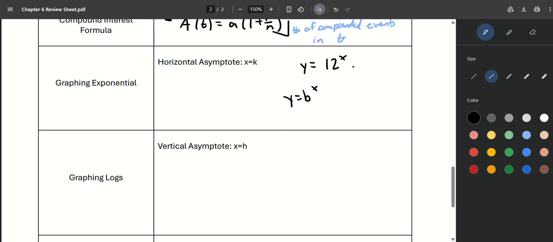Then we have to have a k. There's a k for regular transformations. Does it go with the x or outside the x? Okay, give me a number, Naomi. Okay, plus 4. So 12 to the x plus 4. We get our asymptote by doing x equals whatever k is. So our asymptote would be x equals 4.